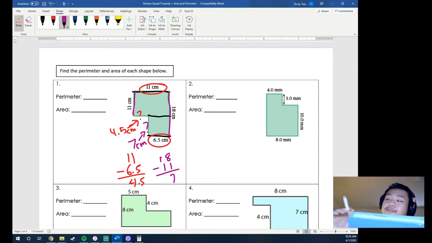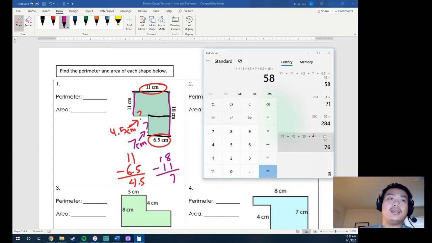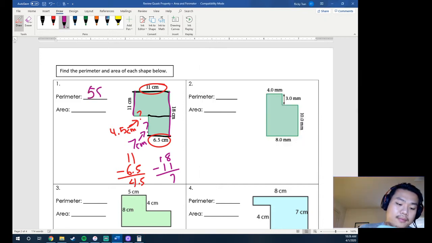Okay? So to find the sum of all the sides, or the perimeter, we just have to add it all together. So we have 11 plus 4.5 plus 7 plus 6.5 plus 18. All right, so pull out the calculator. 11 plus 11 plus 4.5 plus 7 plus 6.5 plus 18, or 58 centimeters. Okay? That's the perimeter. Nice and easy.